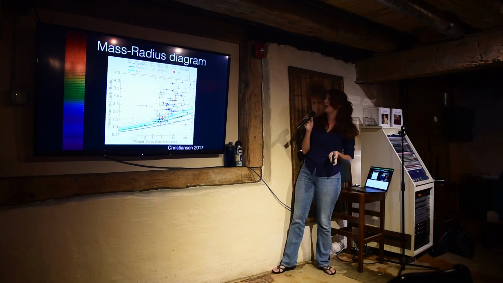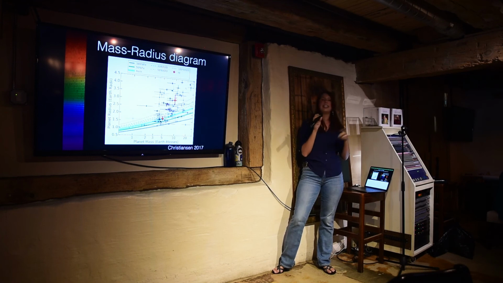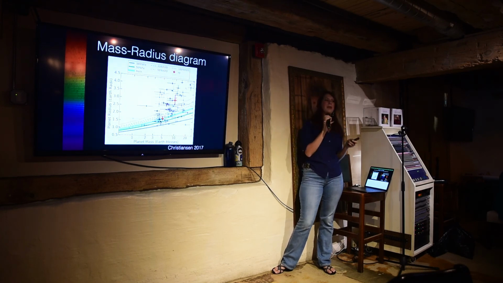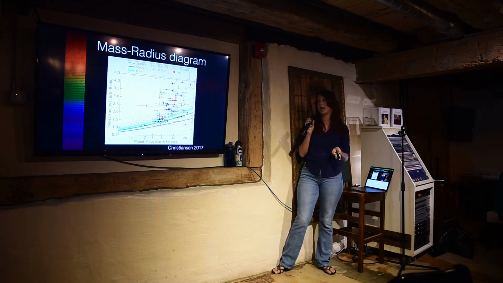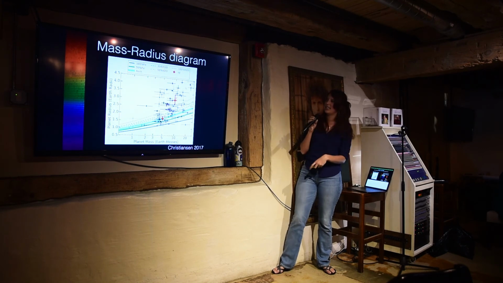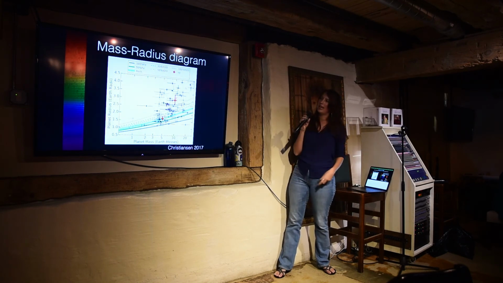So we can take those planets now, the ones that both transit and get detected by radial velocities. We can put them on what we call a mass radius diagram. So it's the mass of the planets on the x-axis and the size of the planets on the y-axis.